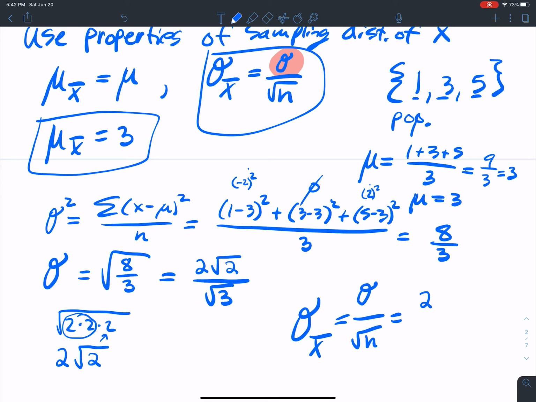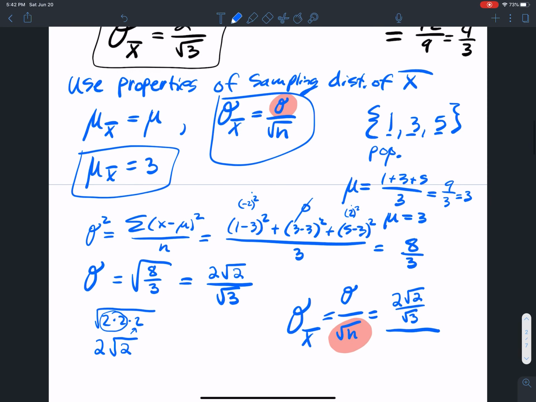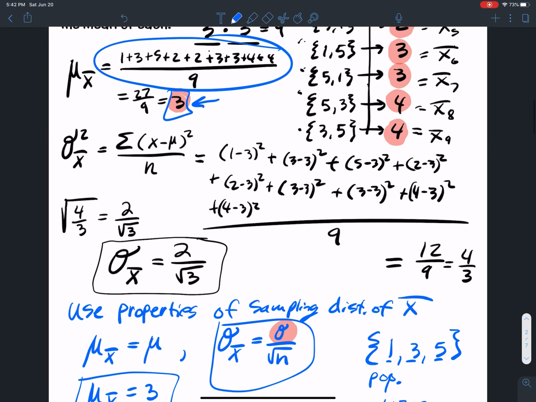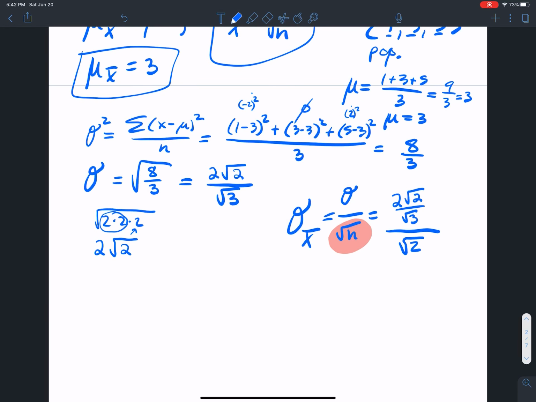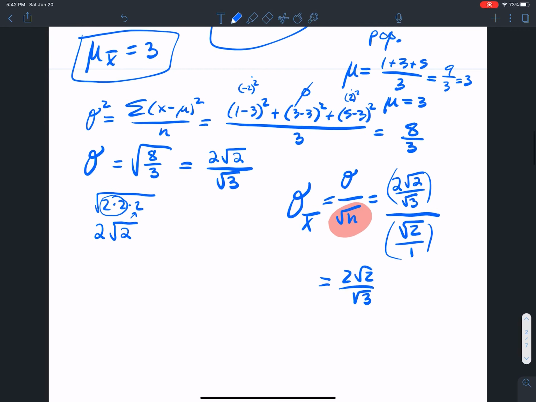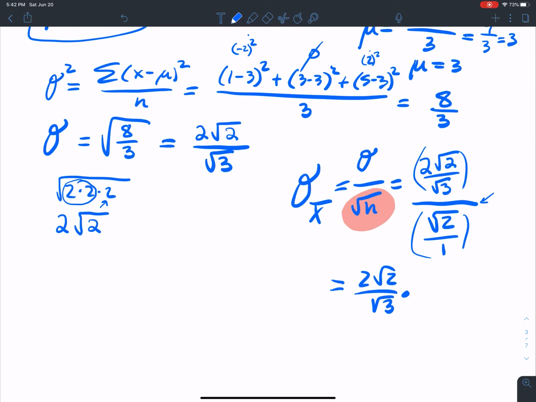Well, what is this? It's 2 square root 2 over the square root of 3, divided by the square root of n. Now, n is the sample size, right? The sample size is 2. We randomly select 2 with replacement. So I divide by the square root of n. And when I divide fractions, I keep, change, flip. I keep the numerator the same, 2 square root 2 over square root of 3. I change division to multiplication. And I flip the denominator to do the reciprocal, 1 over the square root of 2. And guess what? Those square root 2's cancel. And I get 2 divided by the square root of 3 for my standard deviation of the sample means.